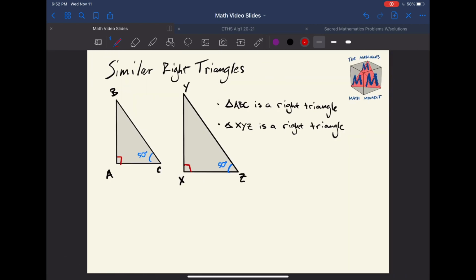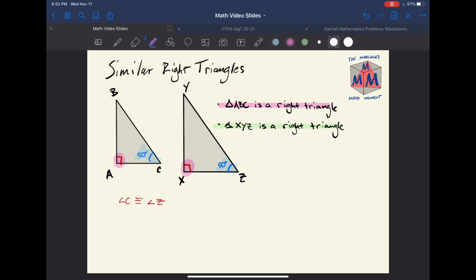So, here we got two right triangles. ABC is a right triangle. Also, XYZ is a right triangle. Now let's take a look. We got the right angles labeled, and then we have these two acute angles that are corresponding, and they're both labeled 50 degrees. So I can say that angle C is congruent to angle Z.